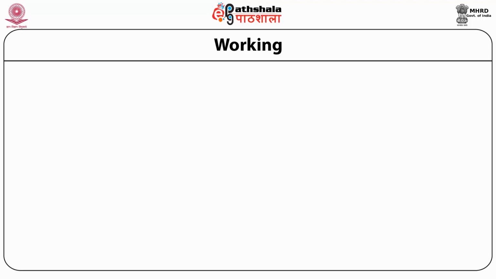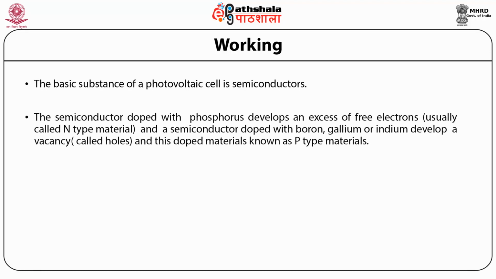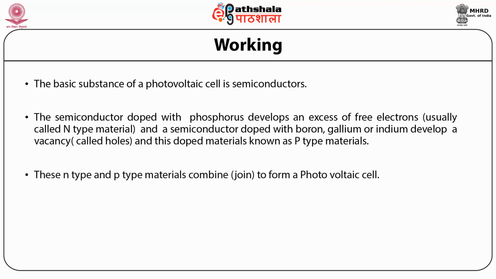Let us now discuss the working of a thin film solar cell. The basic substance of a photovoltaic cell is semiconductors. A semiconductor doped with phosphorus develops an excess of free electrons, usually called n-type material, and a semiconductor doped with boron, gallium or indium develops a vacancy, which is called a hole, and these doped materials are known as p-type materials. So these n-type and p-type materials join together to form a photovoltaic cell.